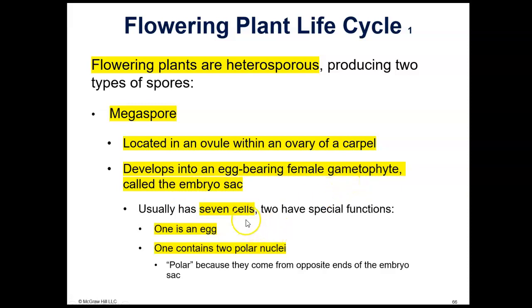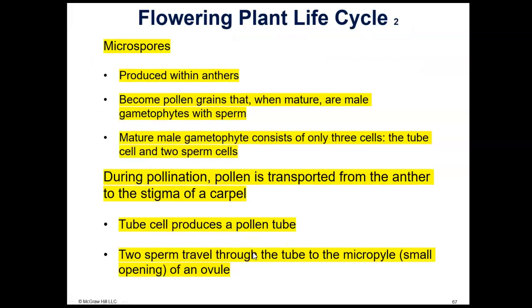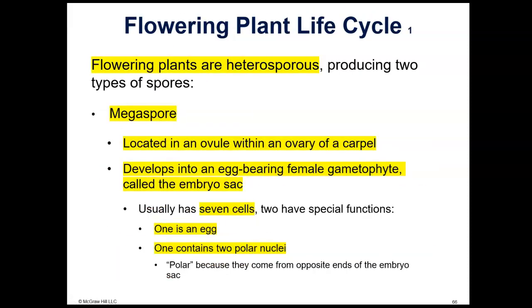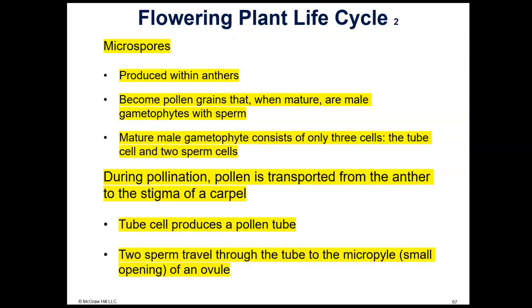There are usually 7 cells within the female gametophyte. 1 is the egg. 1 contains 2 polar nuclei. And then there are 5 more cells that I won't say they don't matter, but we're not going to really talk about what they do. The microspores, which are the male structures, are produced within the anthers, and they develop into pollen grains, which again is the mature male gametophyte, and they contain the sperm. The pollen grains have 3 cells. They have a tube cell, and that cell grows into a tube. And then they have 2 sperm cells.